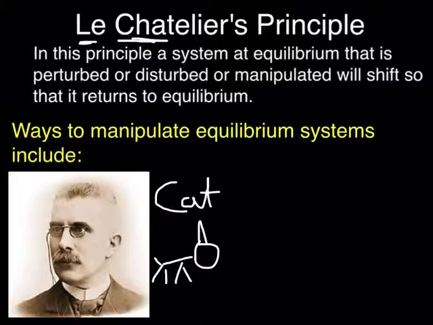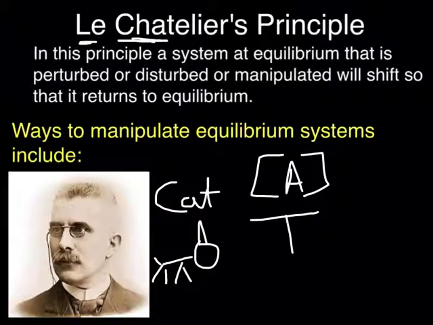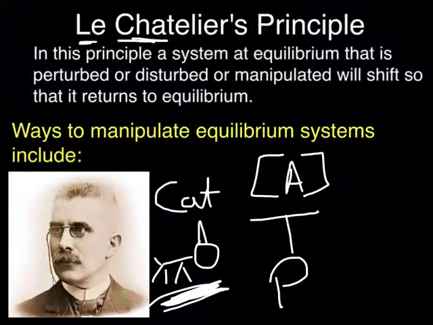Le Chatelier's experiments showed that there are several ways to manipulate equilibrium systems, and those include changing the concentration of both the reactants and the product. They include changing the temperature of the system, and they include changing the pressure of a system. In this lesson, we're also going to talk about the effects of inert gases and catalysts on equilibrium systems. So get ready to take some awesome notes, and I expect to see very awesome drawings like mine in your notes.